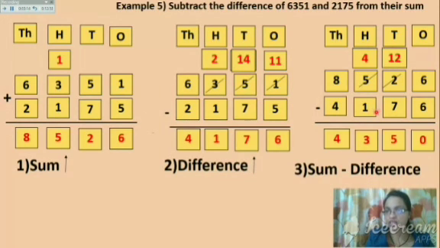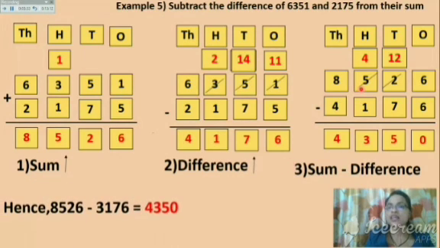This step is what? Sum minus difference. The first step is our sum, the second step is our difference, and the third step is our sum minus difference. Means sum answer minus difference answer. You have done the subtraction as our third step. Understood? Okay. And now you are writing the final answer. 8526 minus 4176 is equal to your final answer 4350. Means sum minus difference. You are getting the final answer.